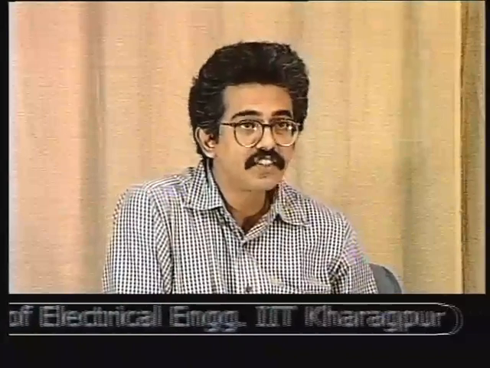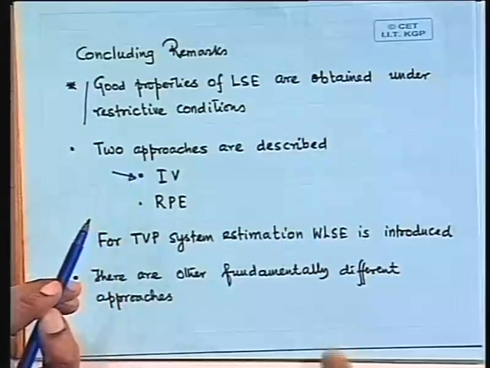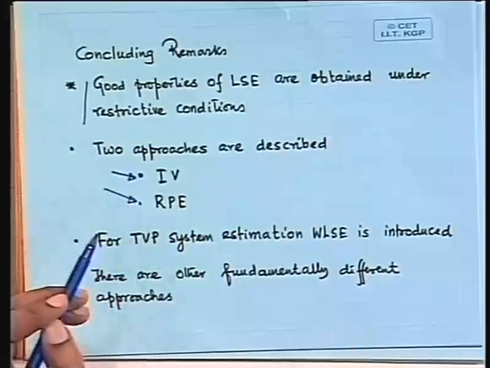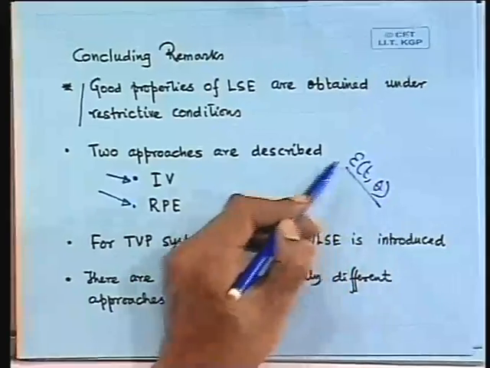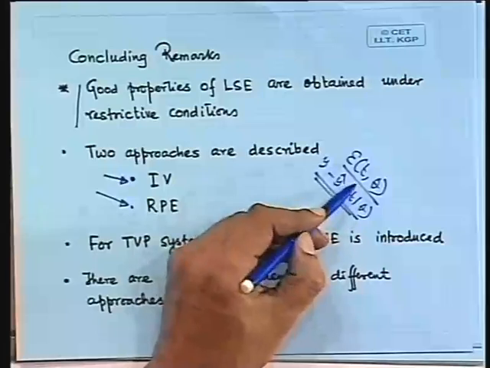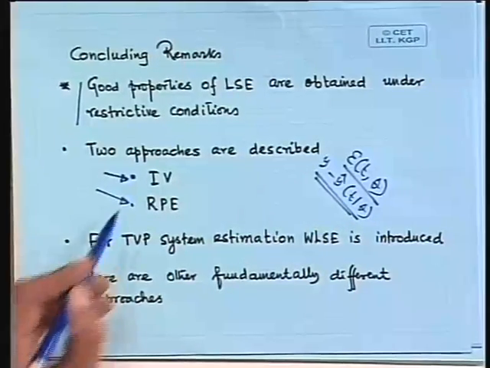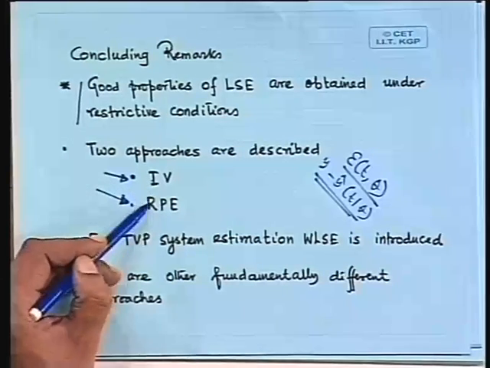So we'll stop here. We saw that the good properties of LSE are obtained only under restrictive conditions, and under other conditions we saw basically two approaches. One is called instrumental variable, another is called recursive prediction error approach. Everywhere we are using the prediction error epsilon t given theta, which is y minus y hat t given theta, for various model structures. Such a class of methods are called recursive prediction error methods.